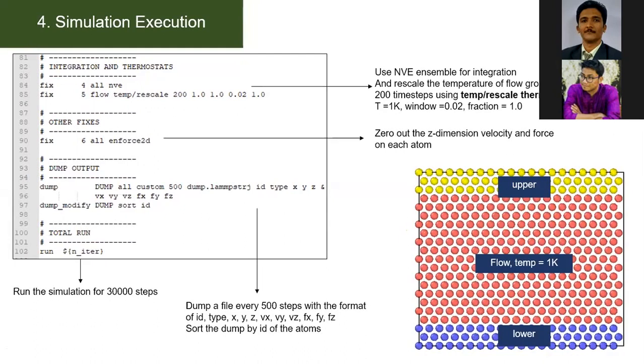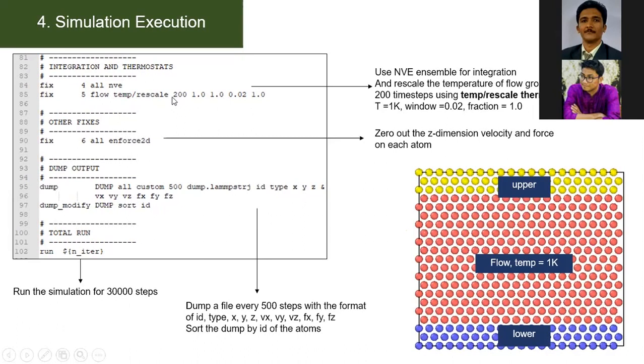So for that, we'll be using an NV ensemble throughout the simulation. I think you already know what an NV ensemble is. So we are using an NV ensemble for the integration part, and for the flow region, we are using a thermostat, that is the temperature rescaling thermostat. Again, you may use a Berendsen thermostat or maybe a Langevin thermostat. There are also NVT thermostats. There are multiple thermostats to use, but here I'm using the temperature rescaling thermostat.